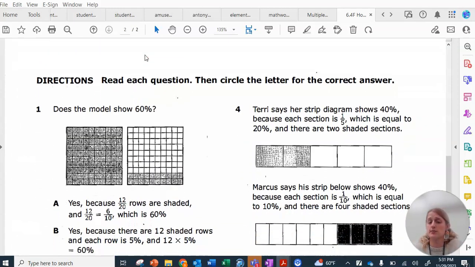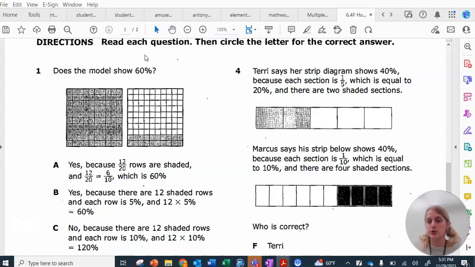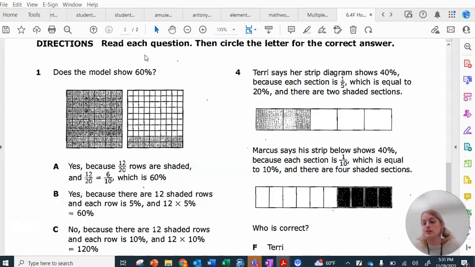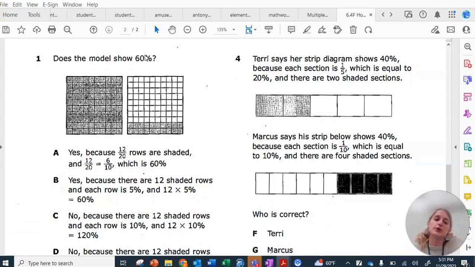On the back, they somehow suddenly start numbering at 1 again. I wasn't paying attention. I put 2 worksheets together to make this homework assignment, and I guess I didn't change the numbers. Does the model show 60%? Let's see. This box is 100%. This box is 20%. So together, it actually does not show 60%. It shows 120%. So choose the answer that supports what you can see in this picture.